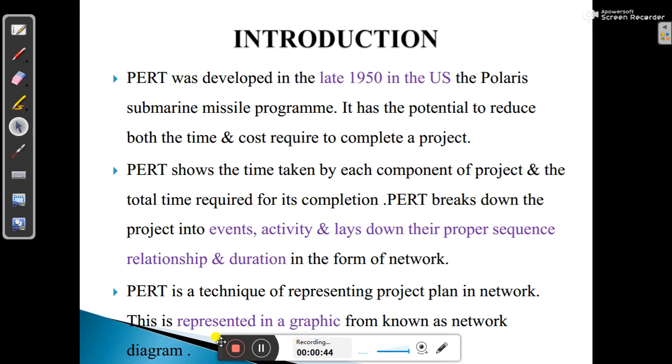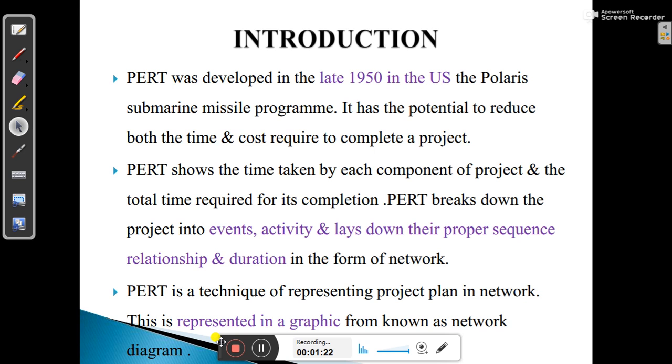So start with the basic introduction of Pert that was developed in the late 1950s in the US, for the Polaris submarine missile program. It has the potential to reduce both time and costs required to complete a project. So the US Polaris submarine missile program used that Pert process, which means using that Pert approach they can reduce both time and cost of that project.